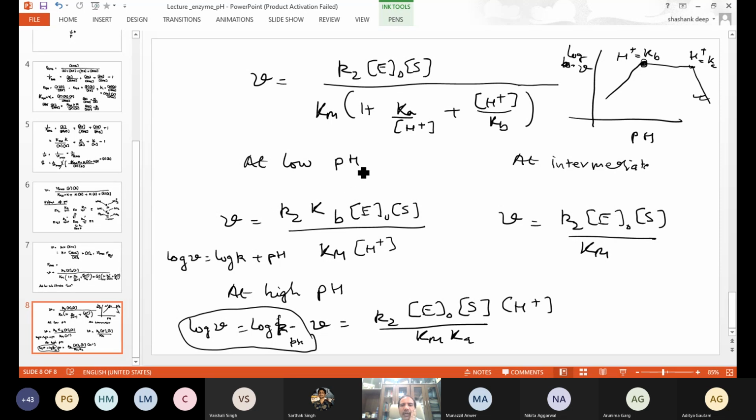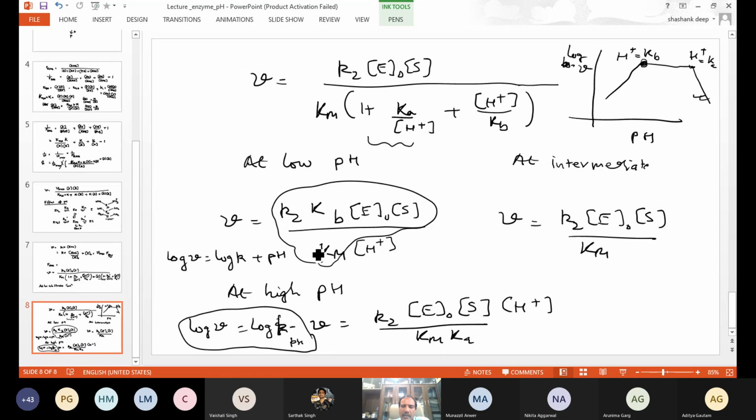What will happen at low pH? At low pH, H plus will be high, and so these two terms can be neglected, right? What you are left with is H plus by Kb, because H plus concentration is high. So what I will get is V equal to K2 into Kb, this Kb goes up, into E naught into S, Km by H plus. Okay, at low pH.